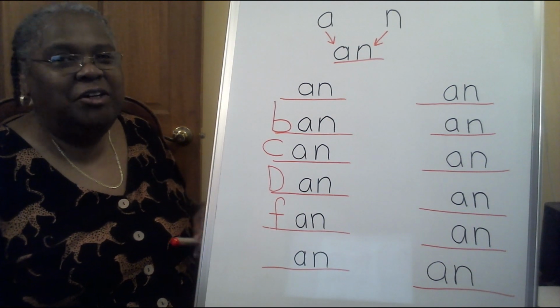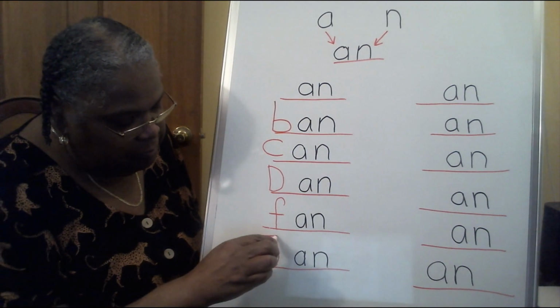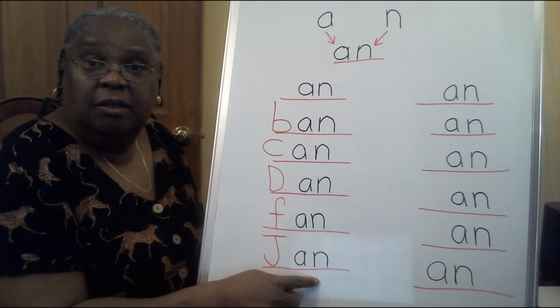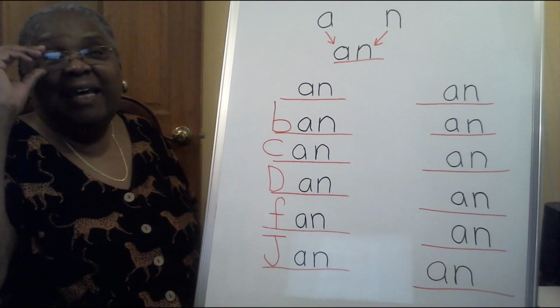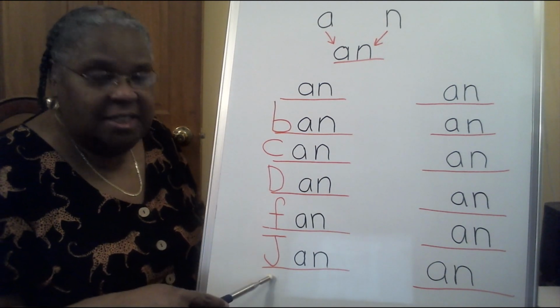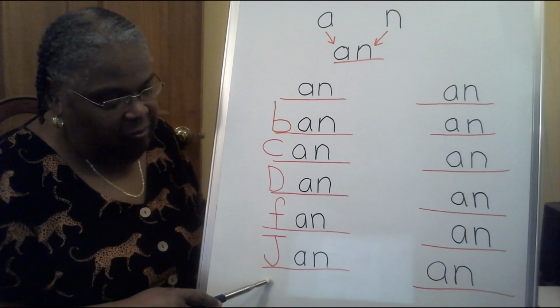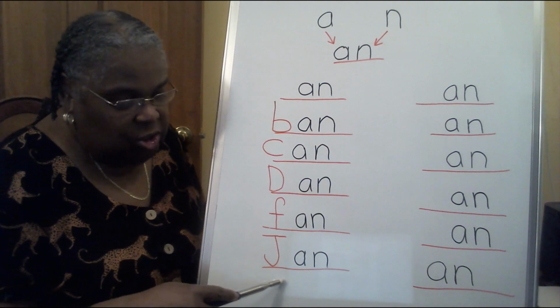When we put the letter J at the beginning of the word "and," we form the new word Jan. Let us sound out the word together. Say the J sound, J. Now say the J sound with the word "and" together smoothly, Jan.